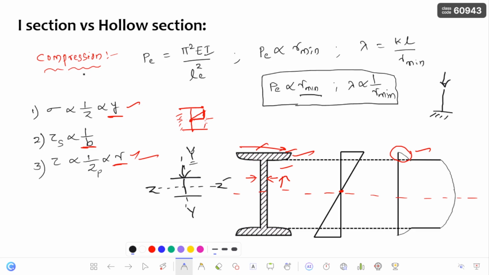So coming to compression, it does not have much capacity because of the consideration of the minimum radius of gyration in the compression formula. And also I sections are subjected to lateral torsional buckling when lateral restraints are not provided at successive intervals wherever required.